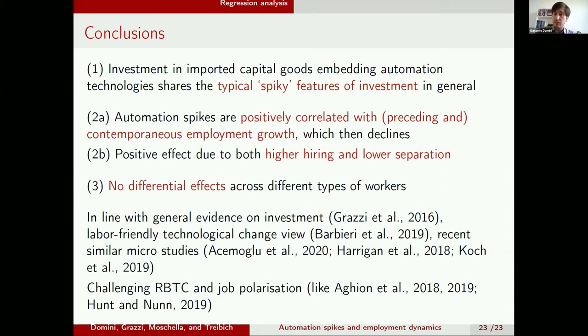Putting them into context, our results are in line with similar firm-level studies. As I said, most studies find a positive firm-level association between automation and employment in adopters, and this seems to be in line with a labor-friendly technological change view. Instead, our results pose some challenges to conventional routine-biased technological change and job polarization views. And actually, it's interesting to observe that recent evidence is emerging also challenging these mainstream views.